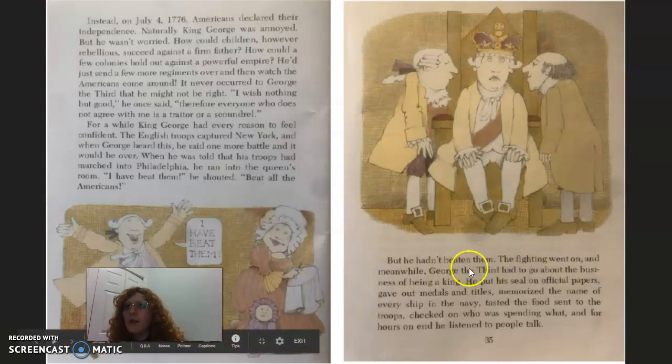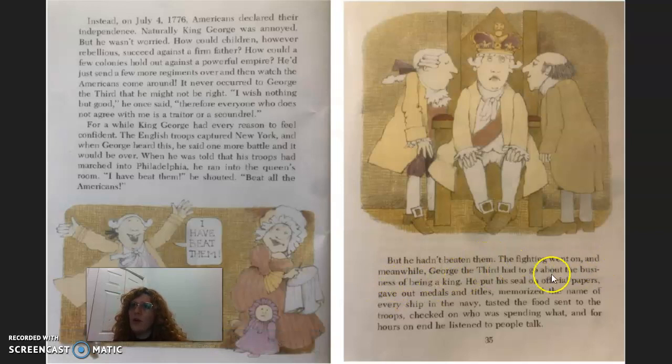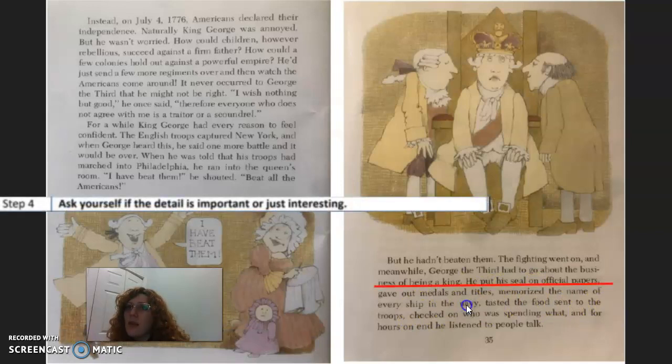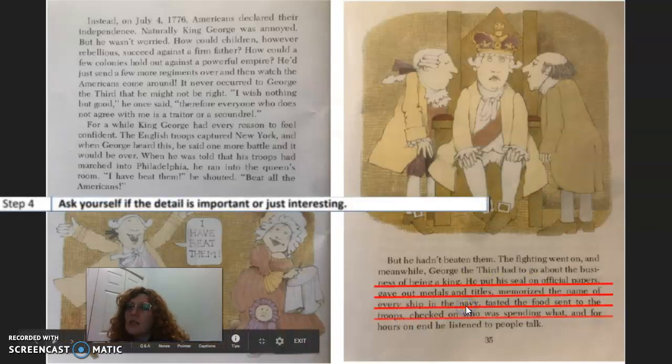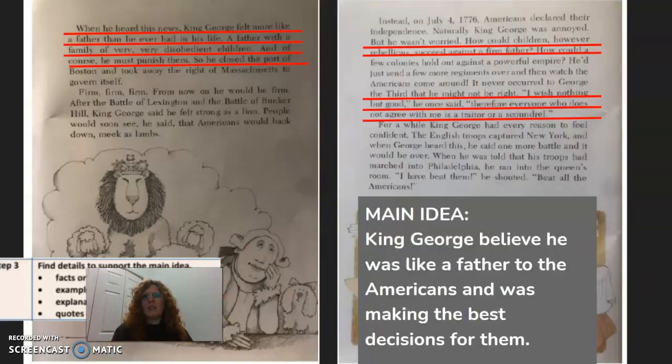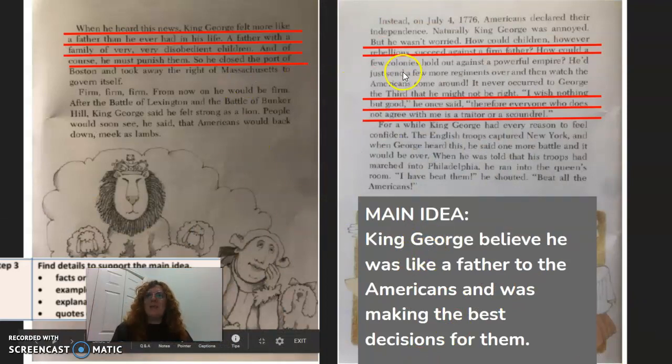"But he hadn't beaten them. The fighting went on, and meanwhile, George III went about official business as a king." Business as a king. "He put seals on papers, gave out medals, titles, memorized the names of every ship." Important things of him as a king. I'm going to underline this. Wait a minute. Does this have to do with him being like a father to the Americans? No, it doesn't. This does not help me at all. So this is just interesting, not important for my main idea. So I'm going to take this away. All right, these are my important details.